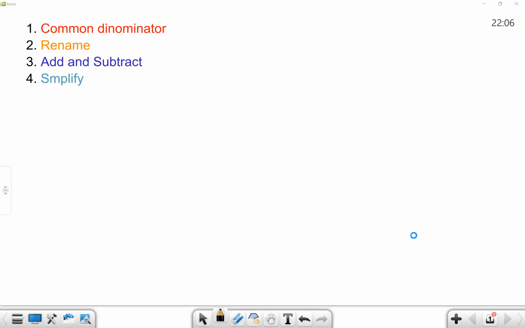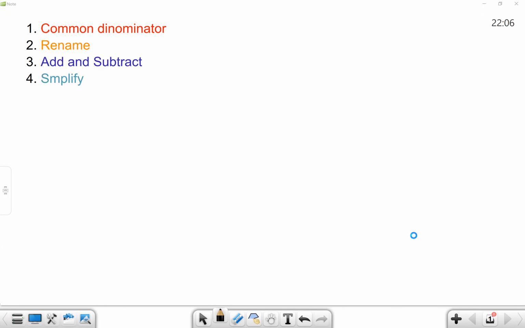Hello everyone, today's lesson is how to do adding and subtracting fractions with unlike denominators. We have 4 steps to do these operations: common denominator, rename, add or subtract, and the last one is simplify.